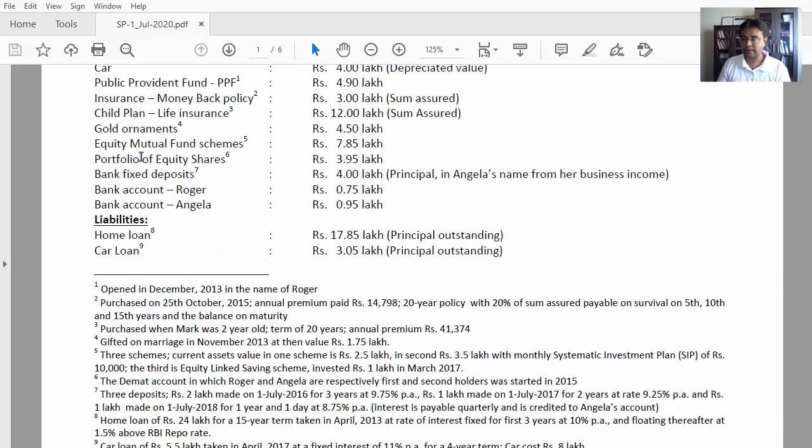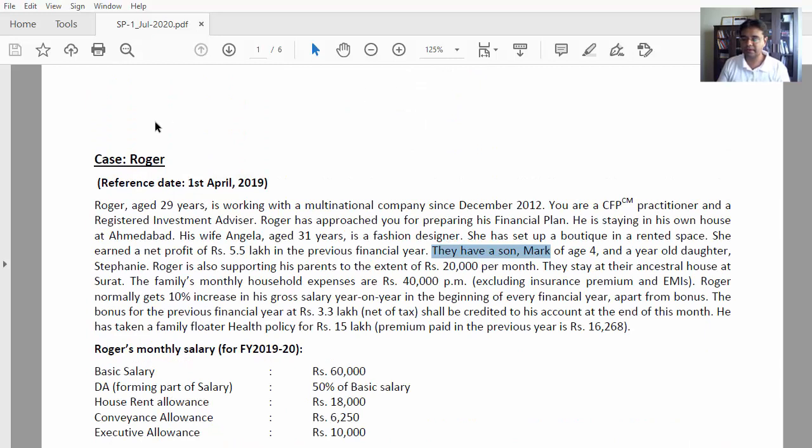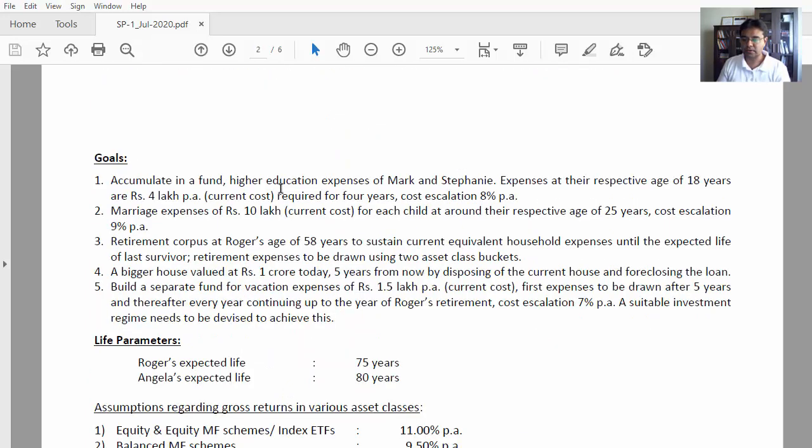Next, if I come to the assets, here you can see the first note only. The first note is the PPF is opened in December 2013 in the name of Roger, and the current balance is 4.9 lakhs. Now when we say current balance, it means the reference date, and the reference date of the case is 1st April 2019. And this was opened in December 2013.